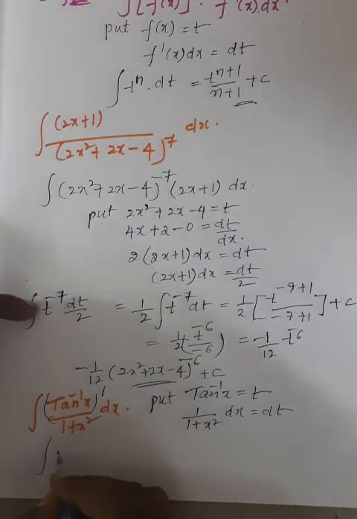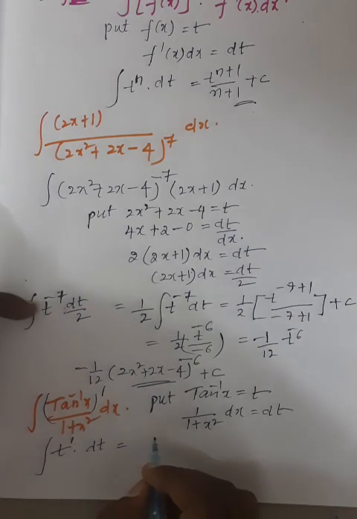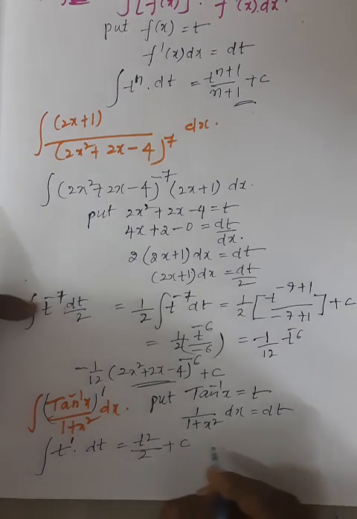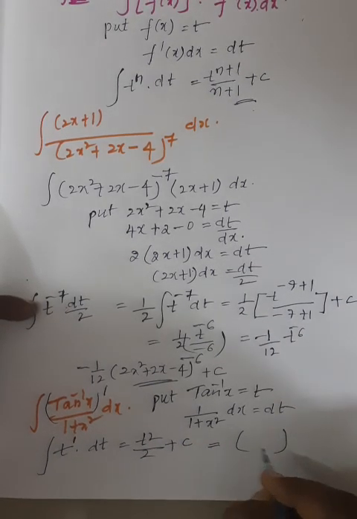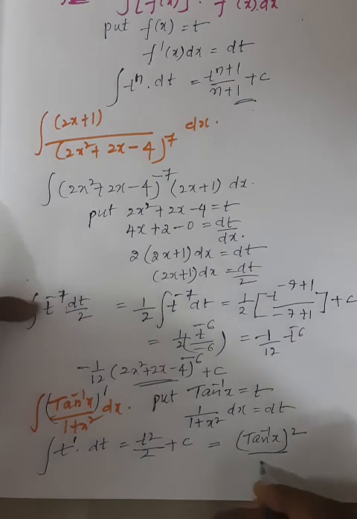Integration of t into dt. So t power 1 here. Integration of t power 1 is t power 2 by 2 plus c, which is equal to tan inverse x whole power 2 by 2 plus c.